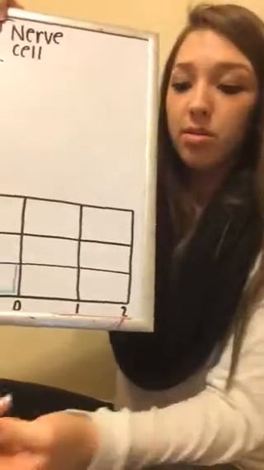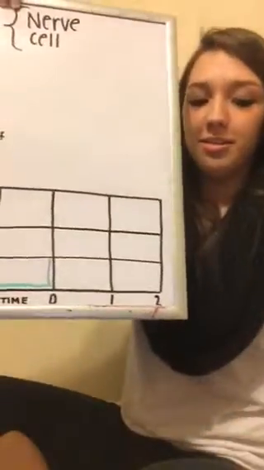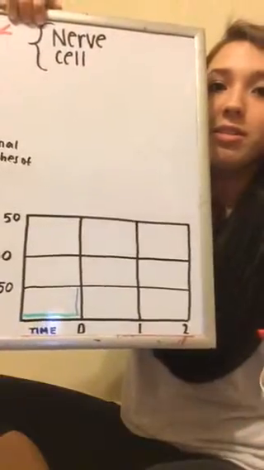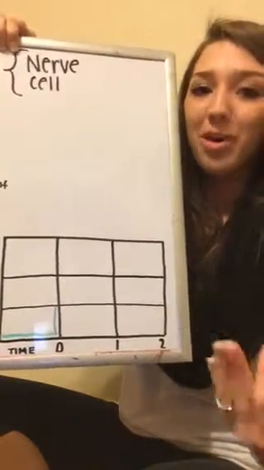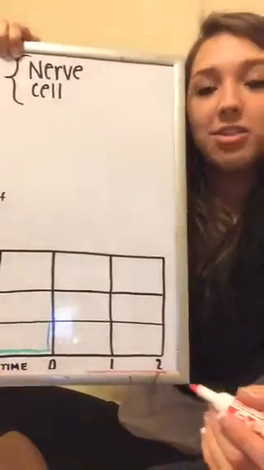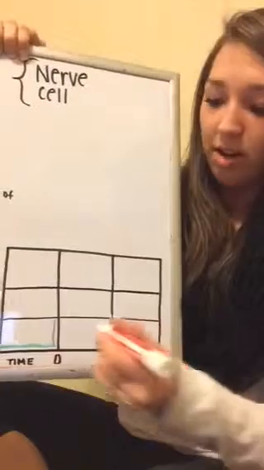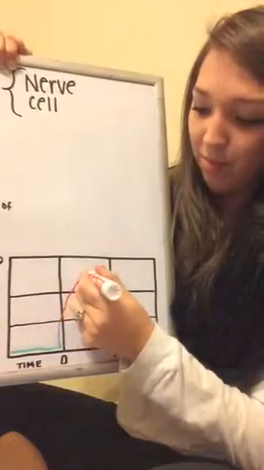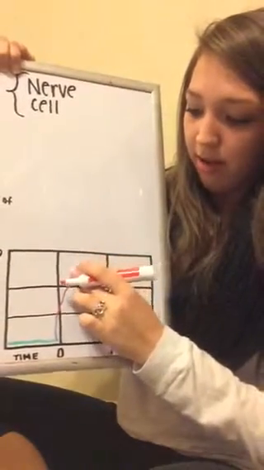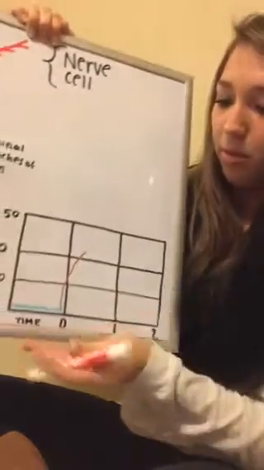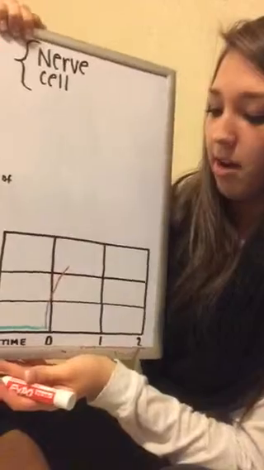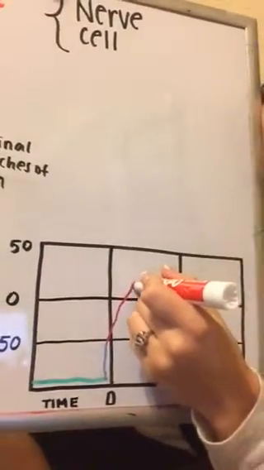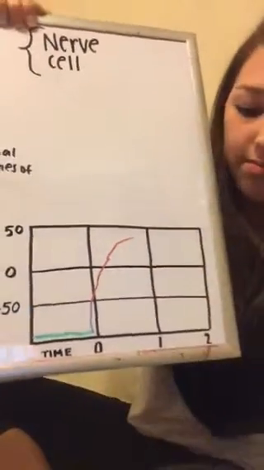So then some sodium channels open, letting sodium ions enter the axon. And when the sodium ions enter the axon, it causes a change in time and the membrane potential. But then if the depolarization is sufficient, more sodium channels open, causing more sodium ions to enter the axon.